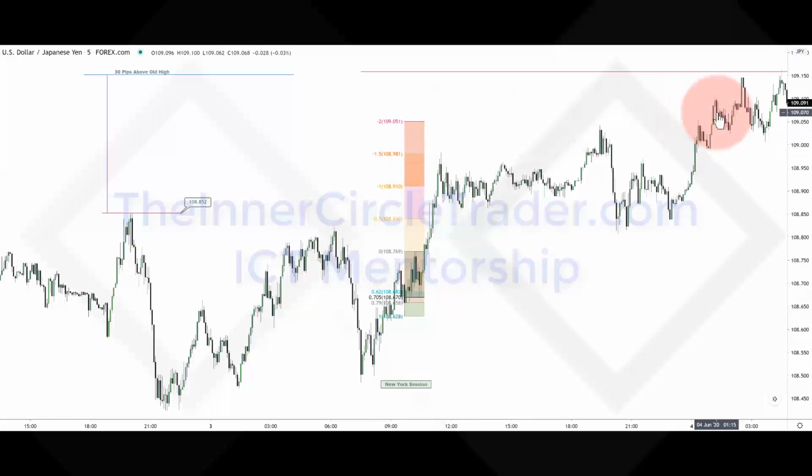And that by itself is absolutely nothing wrong with that. But let's put a little twist on it, mentorship style. So we have the old high back here, and its high is 108.85 and 2 pips. 30 pips above that takes us up here. So project that out in time. Well, that's pretty close, isn't it? Well, this level here, we're going to add our swing trading model targeting.